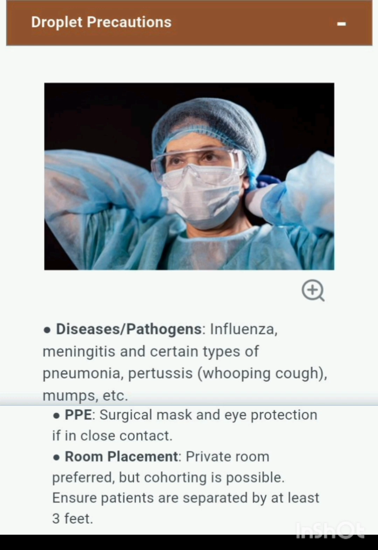2. Droplet precautions. The diseases or pathogens are influenza, meningitis, certain types of pneumonia, pertussis, which is whooping cough, mumps, etc. PPE that should be used is a surgical mask and eye protection if in close contact.